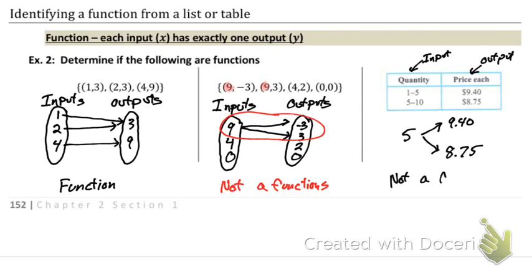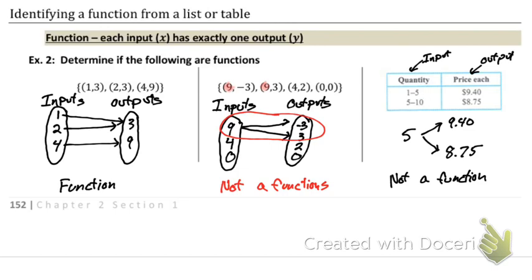Not a function. If it was 1 through 5 and 6 through 10, then it would be a function. It could be 1 through 5 and then 5.00001 to 10. Or we could have used parentheses. Parentheses would have solved that too. If I did this, 1 through 5, and then 5 through 10, I would be fine there too. Wow. So just be careful.